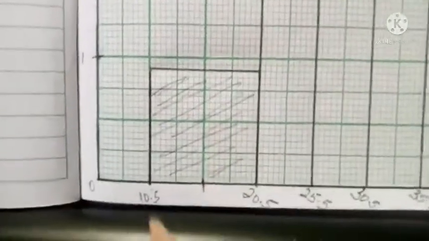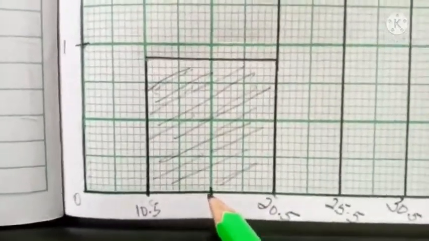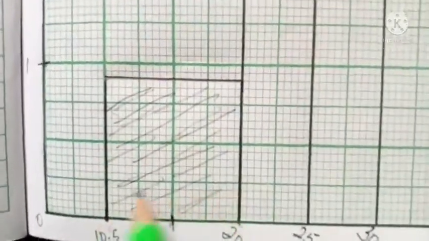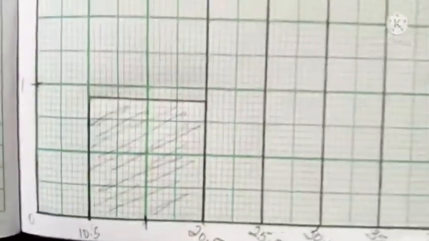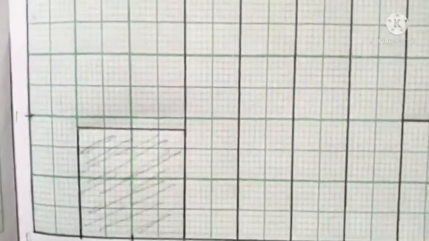Okay, so from here to here, from 10.5 to 20.5. I didn't end here. The reason being that the size of this class is 10. Okay, so from 20.5 to 25.5, what is the class size? The class size is 10.